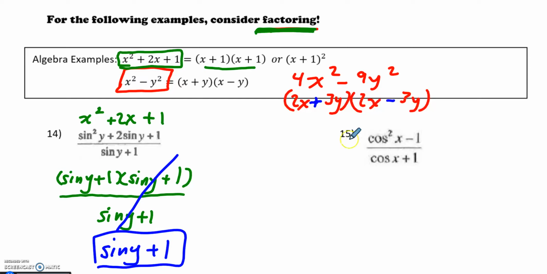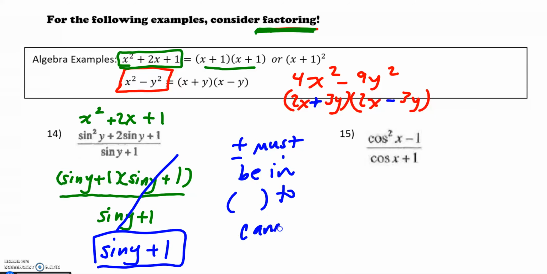Number 15, again, like 14, we cannot just cross out the ones and cannot just cross out the cosines because all plus or minus signs must be in parentheses to cancel in a fraction. And how do we get parentheses, you ask? Why, factoring, of course.